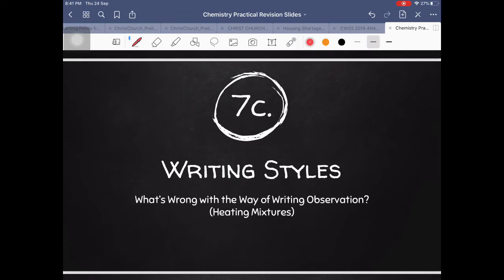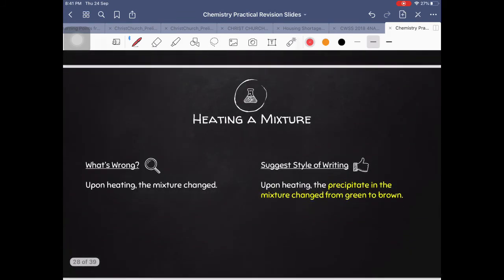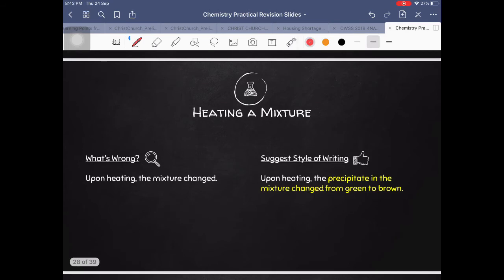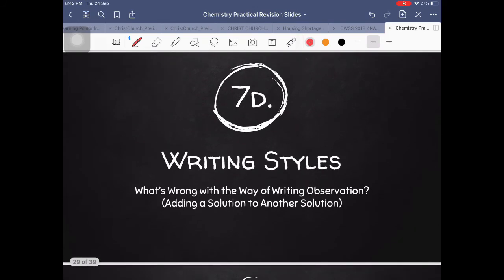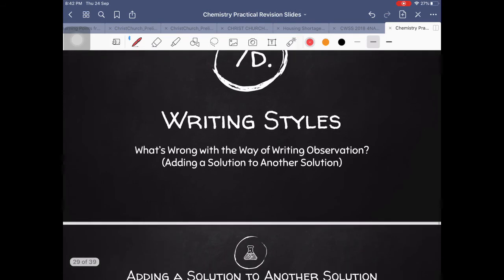So now let's take a look at a few writing styles for heating. The first one: upon heating, the mixture changes. But there's insufficient detail. So a suggested style of writing will be: upon heating, the precipitate in the mixture changes from green to brown, if there's presence of the precipitate. Now let's look at some writing styles when we add a solution to another solution.